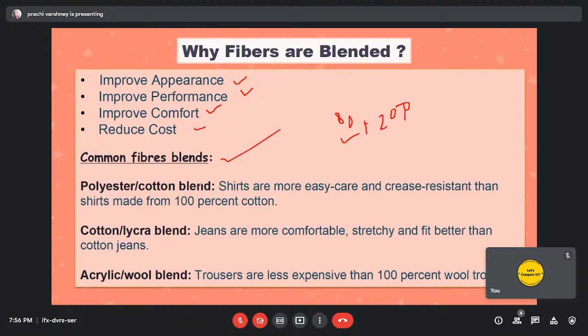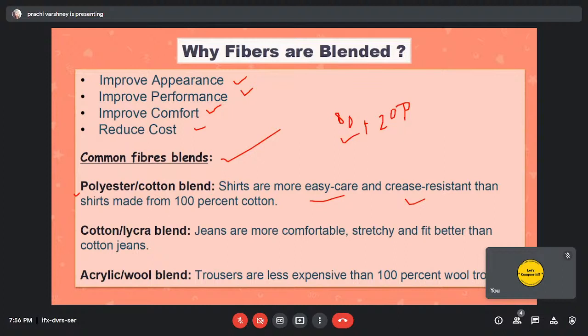So there are certain fibers which are commonly blended: polyester and cotton. Like I have already told you, I've already given the example. If we are making polyester and cotton blends, then we can do easy care, and we can also add the property of crease resistance, because polyester is not that absorbent a fiber, but cotton is an absorbent fiber. Then we can blend polyester and cotton.